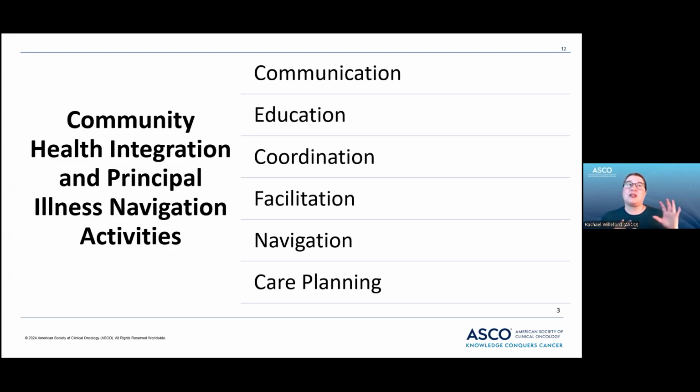In principal illness navigation, that education component may also include providing the patient with information for participating in clinical trials. Coordination may look like coordinating services and care transitions between all community and health-based providers and practitioners. These services may also involve facilitating access to community-based social services as well as healthcare access. The actual navigation component may include providing social and emotional support to cope with the problems addressed, the social determinants of health needs, and daily routines in order to meet treatment goals.